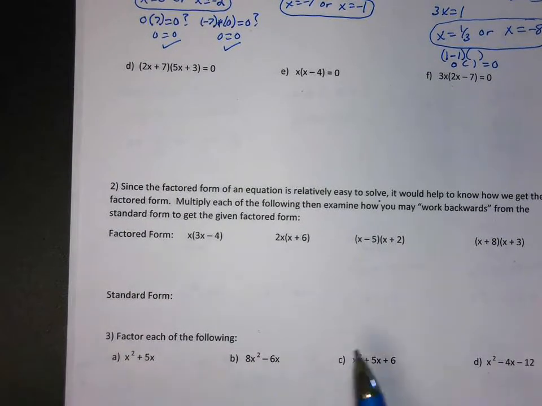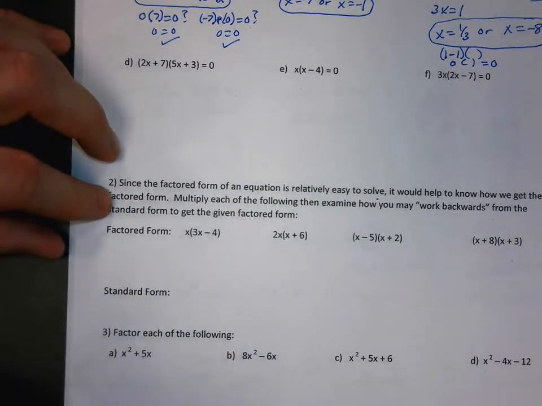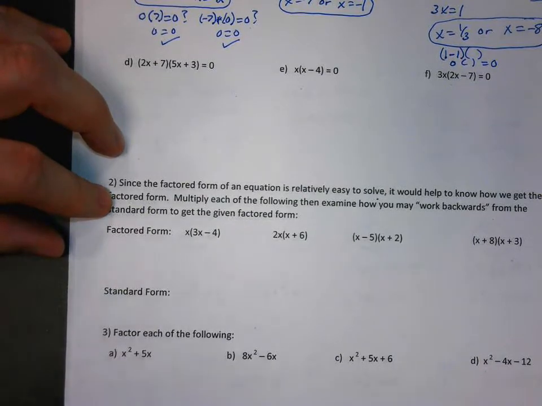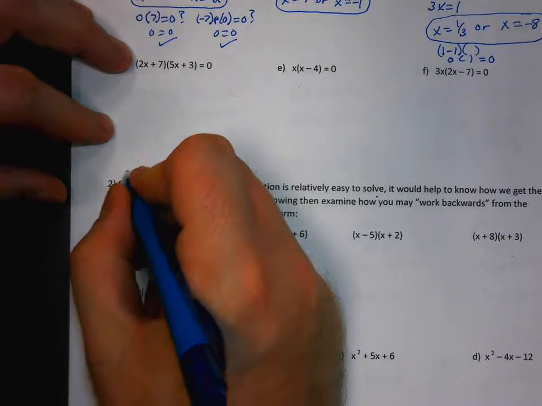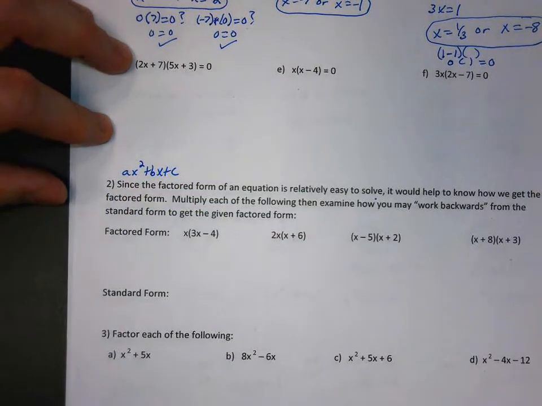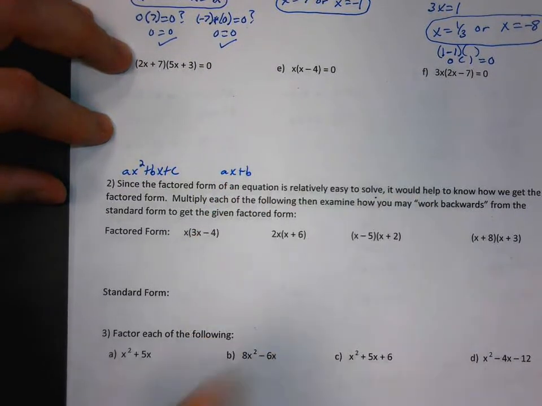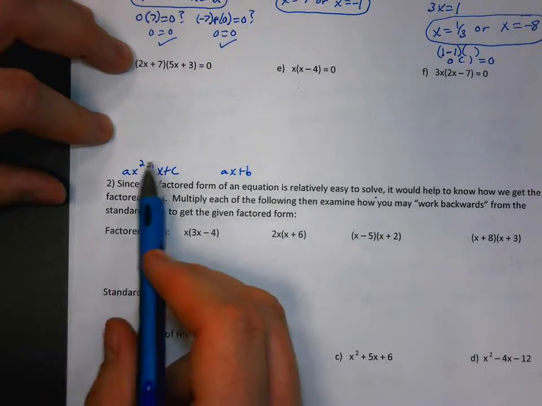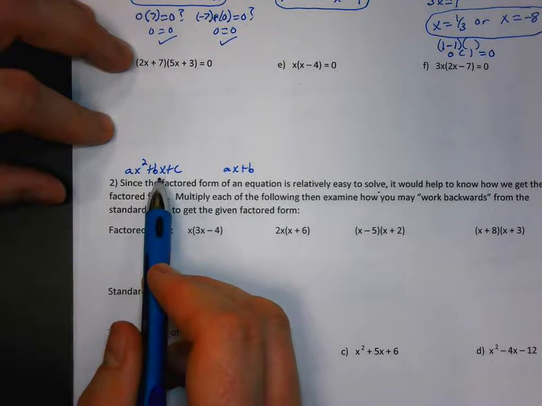Remember, in the standard form, you put the largest exponent term first, and then the next largest, then the next largest, and so on. So for a quadratic, standard form would be ax² + bx + c. Linear form would be ax + b. Okay, so those are standard forms for linear and quadratic.